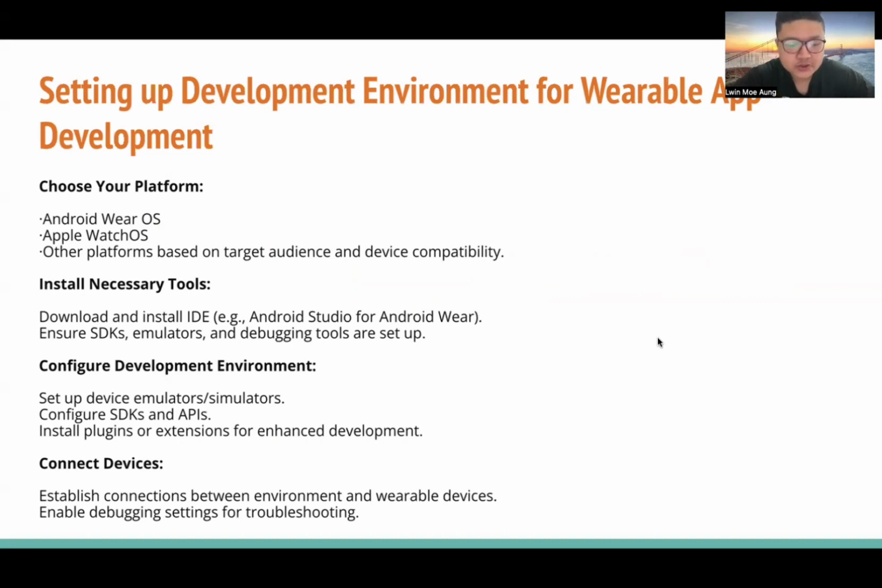Once you have chosen your platform, installing its necessary tools is next. Download your IDE, like Android Studio for Android Wear, and ensure all SDKs and debugging tools are ready to go. Now, configure your development environment. Set up emulators, configure SDKs and APIs, and don't forget to install any plugins for enhanced development. Lastly, connect your devices and establish connections between your development environment and wearable devices. This is crucial for real-world testing.